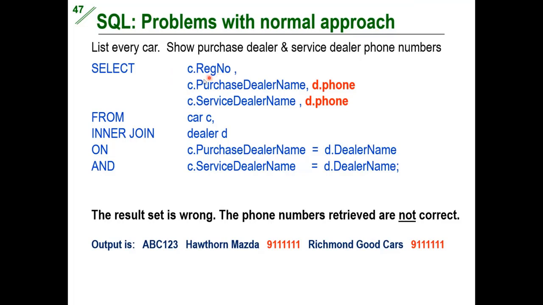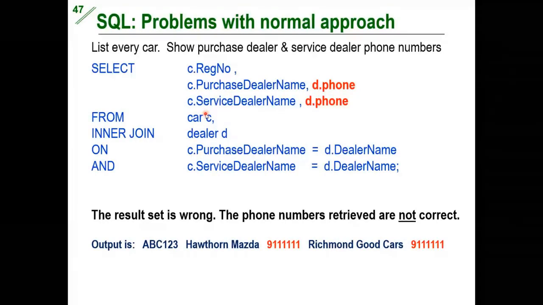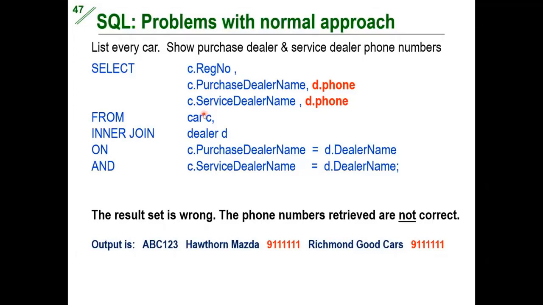So registration number comes from the car table. I tend to use the letter C for the car. That is the alias. And then the purchase dealer name again comes from the C table. That is my foreign key of the car table. And then that corresponding dealer's phone number comes from the second table called the dealer table, or D table, D dot phone.